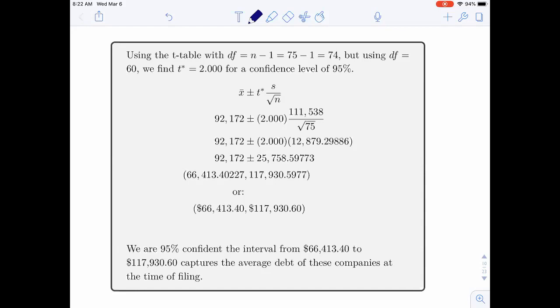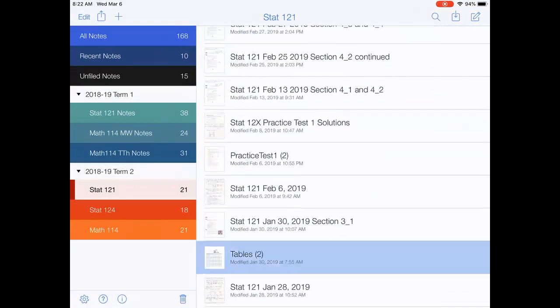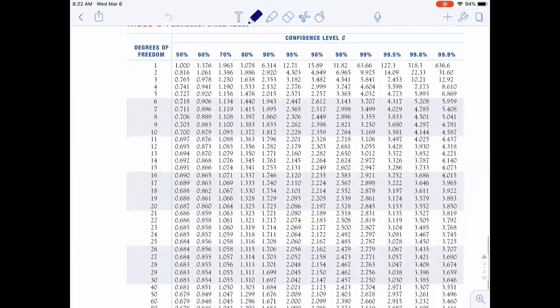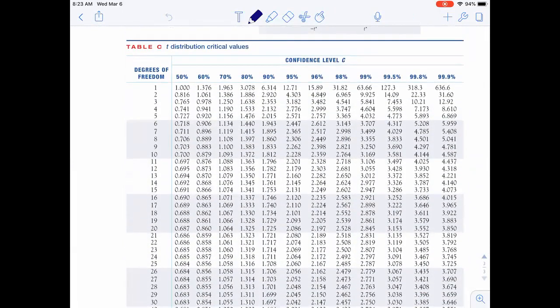And I'll go to my tables here. Right, so here we were trying to decide, okay, 74 degrees of freedom, somewhere between 60 and 80. I have to go to 60. 80 would be saying I have a larger sample size than I actually do.